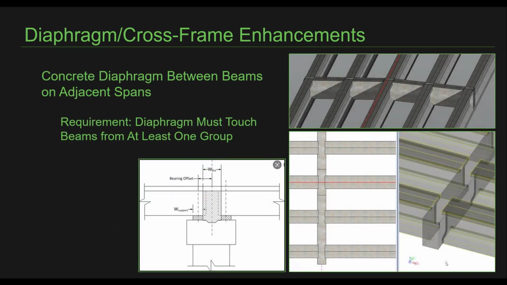Starting with the diaphragm enhancement, they can now sit between different beam groups, but since they are always referenced to the beams in OBM, it is not possible to create them independent of the beams. To apply this new feature, the diaphragm needs to be touching beams from at least one group, and as long as this condition is satisfied, any thickness can be assigned to the diaphragm.